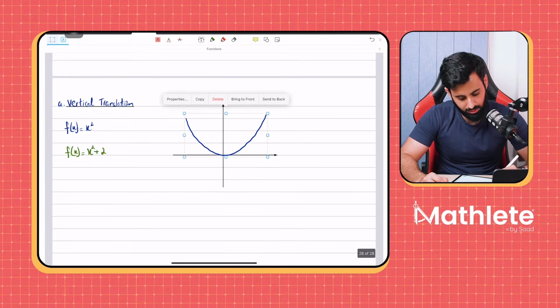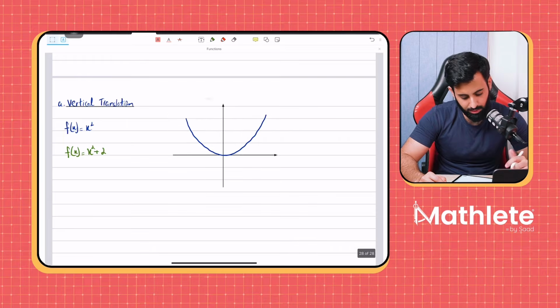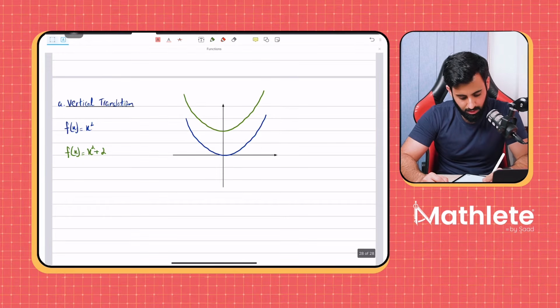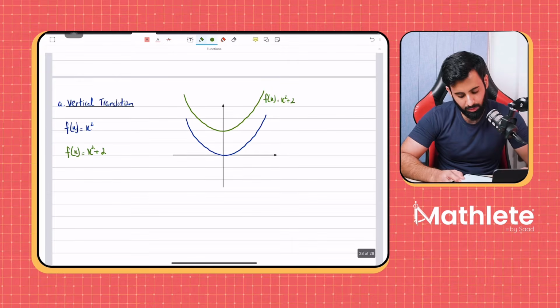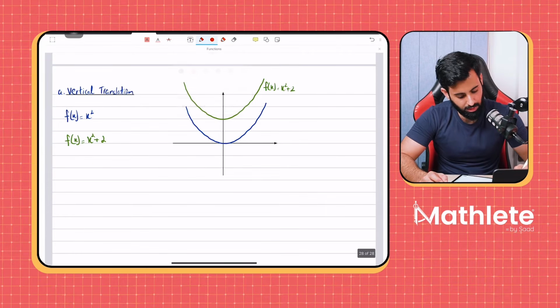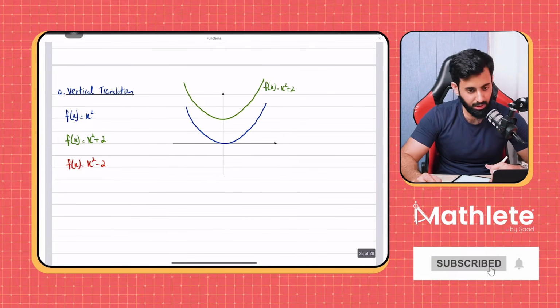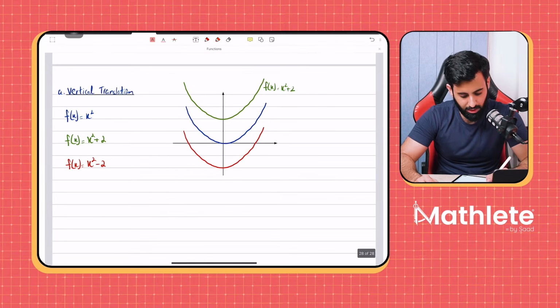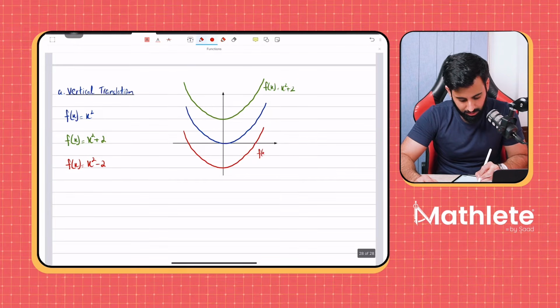The only difference there will be is that this graph is now going to move 2 units up. What you see now in green is the graph of f of x equals x square plus 2. Now what about if I have to draw f of x equals x square minus 2? What's going to happen now? Now the same graph will move 2 units down. There you go. What you see in red is the graph of f of x equals x square minus 2.